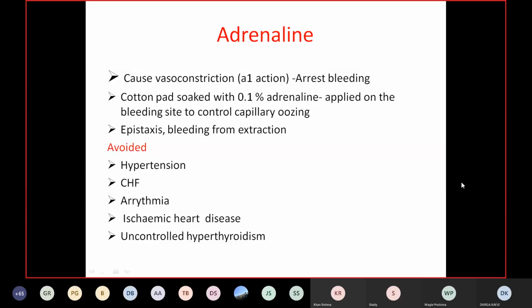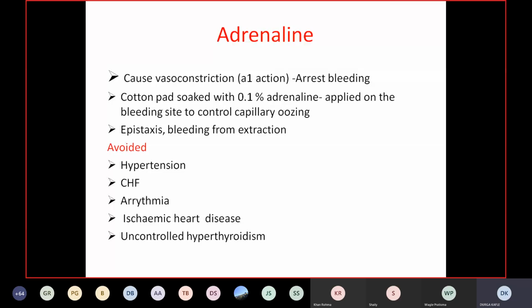It is a sympathomimetic agent that increases the blood pressure. It acts by various mechanisms. It is non-specific and acts on various receptors: alpha 1, alpha 2, beta 1, beta 2, and beta 3. All receptors it acts on. But in this condition, it acts on the alpha receptor. So it has an alpha action in the blood vessels, and by acting on the alpha receptor it causes vasoconstriction, thereby decreasing and arresting the bleeding.